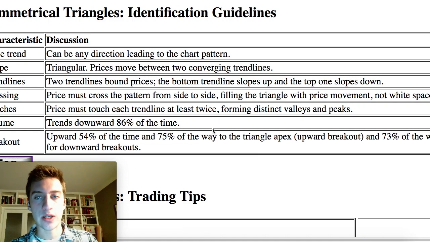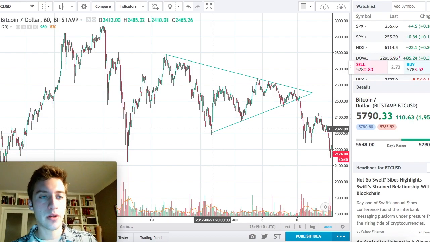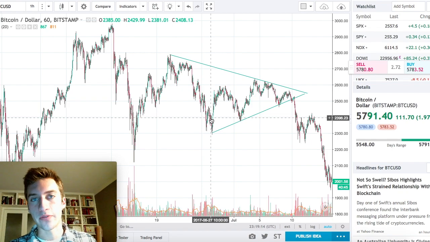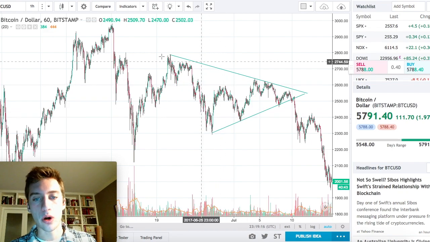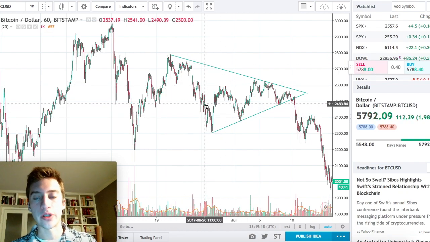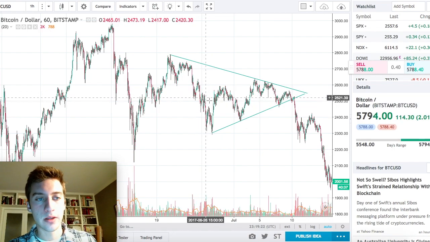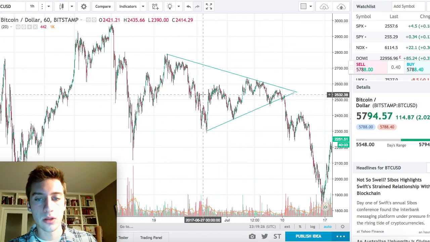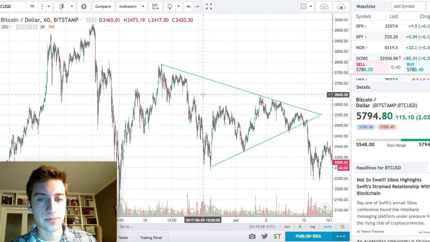Now let's look at an actual example. So here we have Bitcoin. The reason I'm using TradingView is I had to go all the way back here because I really wanted to find a really good example for a symmetrical triangle, and CryptoWatch doesn't really offer that as well. So TradingView is a little bit easier for chart patterns than CryptoWatch is.